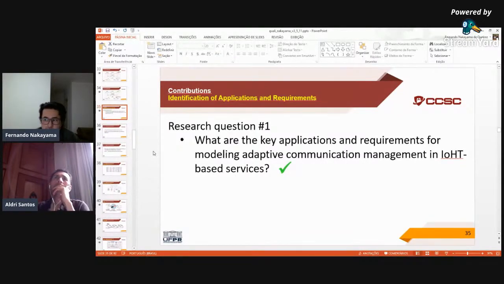So these are the key applications that we have defined, and also the requirements that we have identified. We proposed to identify these applications and requirements, and we did identify them. About the correctness, I'm not so sure, Professor, but we said that we would identify the key applications and requirements, and we have identified them.